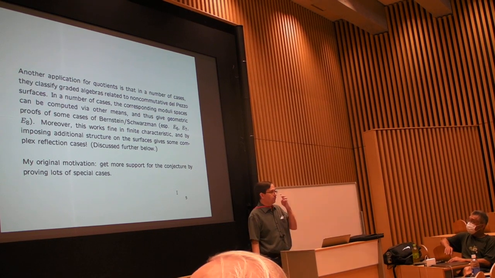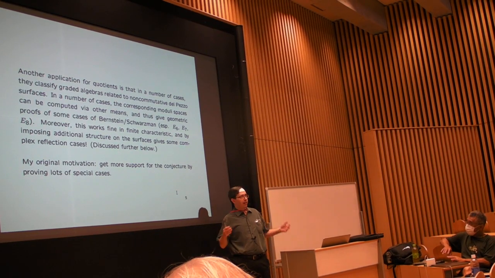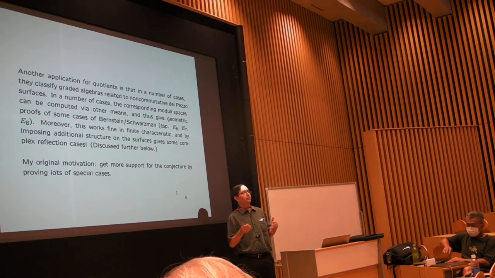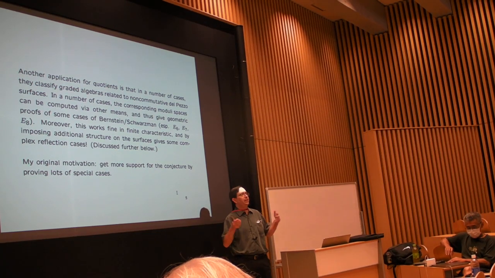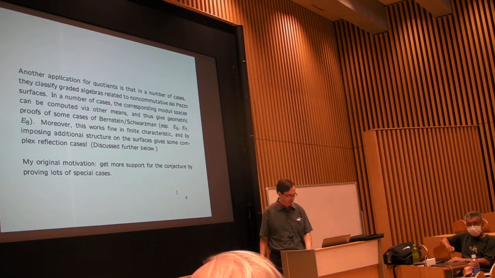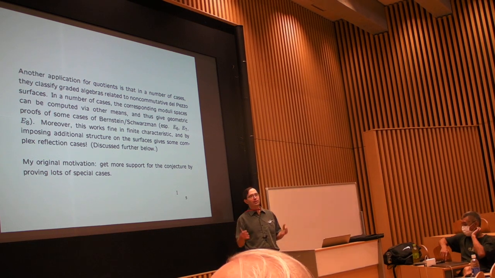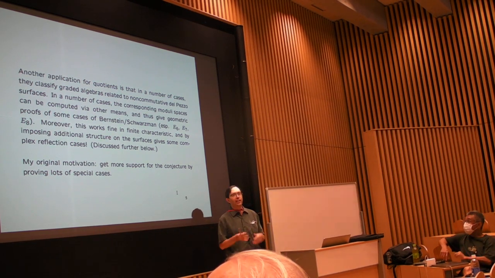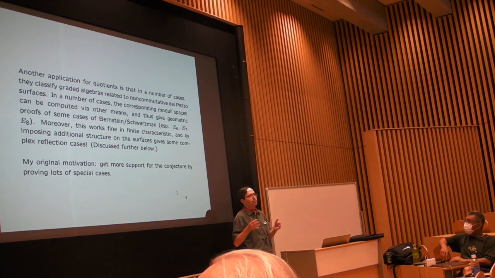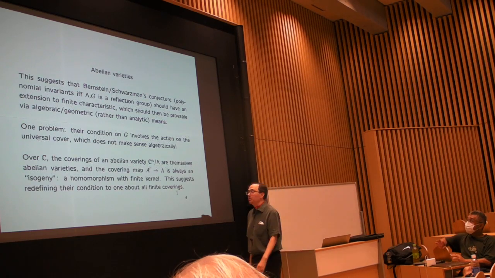And so once I realized this, I was thinking, okay, there should be ways of pushing this to other cases. Which cases of the Bernstein-Schwarzman conjecture can I actually prove in finite characteristic? I was thinking I'll get a lot of support for the conjecture, prove a lot of special cases, and then I kind of forgot to stop proving special cases. So I ended up with a theorem.